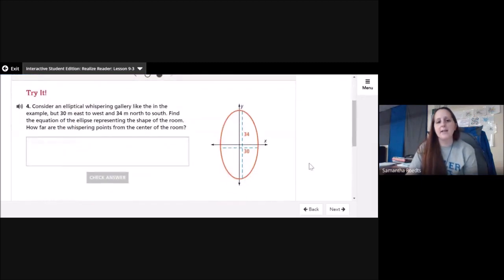All right, let's try it. Consider an elliptical whispering gallery like the example, but 30 meters east to west and 34 meters north to south. Find the equation of an ellipse representing the shape of the room. How far are the whispering points from the center of the room?